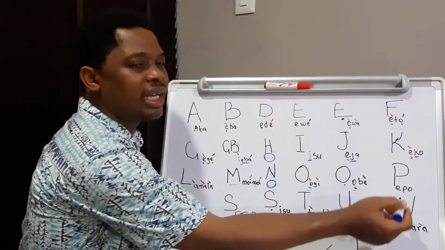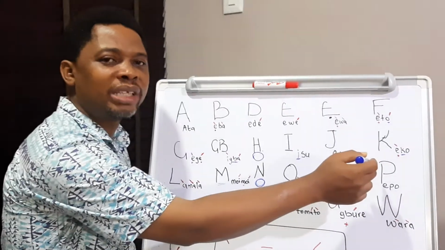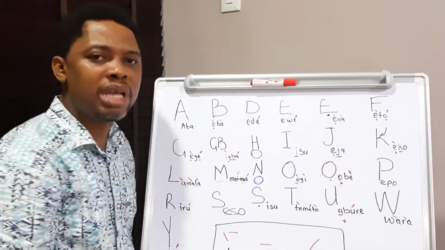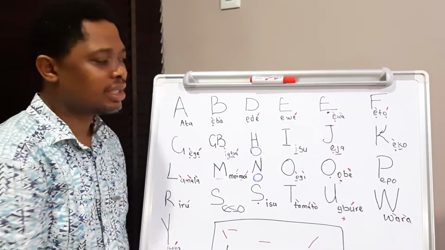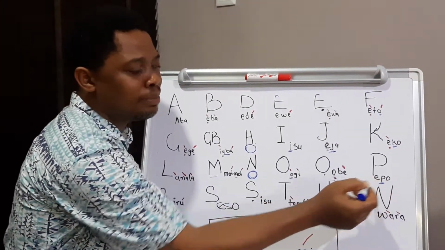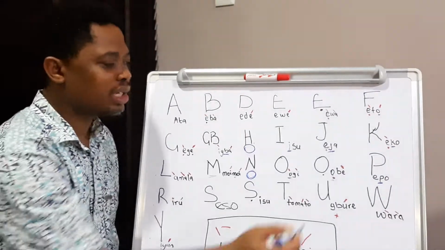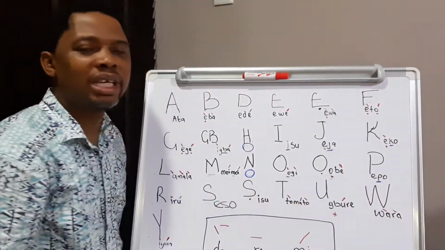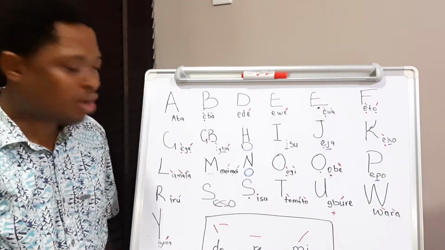P, the P in Yoruba is not pronounced as P. It's pronounced as P. Epo. That's the P word there. Epo is palm oil, the red oil.